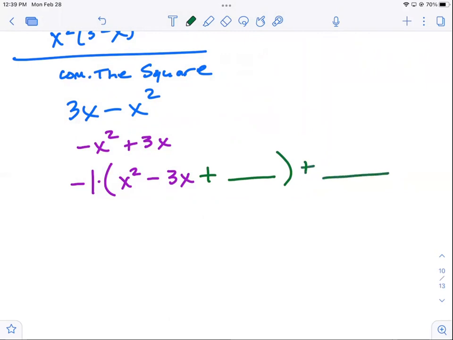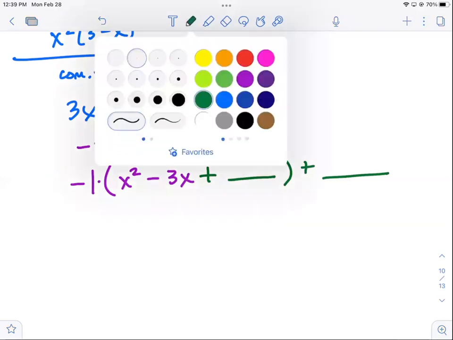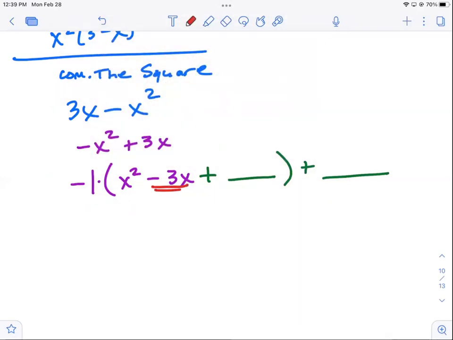Now, here's the deal. There's not a constant there like there was before, like an 8. There's a 0 there. So let's just proceed. We'll complete the square now. What's half of -3? -3/2, right? And then we square it, and we get positive 9/4. Oh, what a beautiful number.